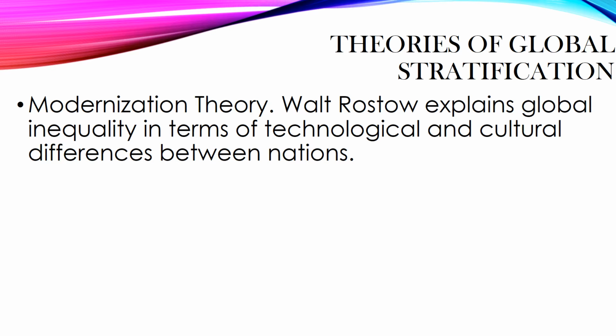According to Walt Rostow, there is what we call modernization theory. This explains global inequality in terms of technological and cultural differences between nations. Nations become rich by developing advanced technology, a process that depends on a culture that encourages innovation and change toward higher living standards, which has four stages. These are the traditional stage, the takeoff stage, the drive to technological maturity, and high mass consumption.